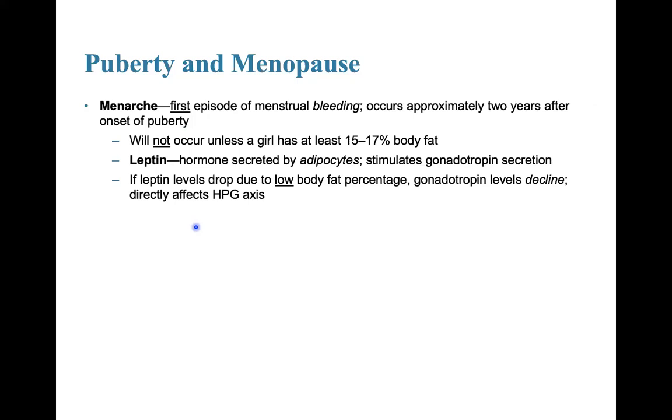Menarche is the first episode of menstrual bleeding. This occurs approximately 2 years after the onset of puberty. It will not occur unless a girl has at least 15 to 17% body fat. Leptin, which is a hormone secreted by adipocytes, stimulates gonadotropin secretion. If leptin levels drop due to low body fat percentage, gonadotropin levels will decline, which directly affects the HPG axis.